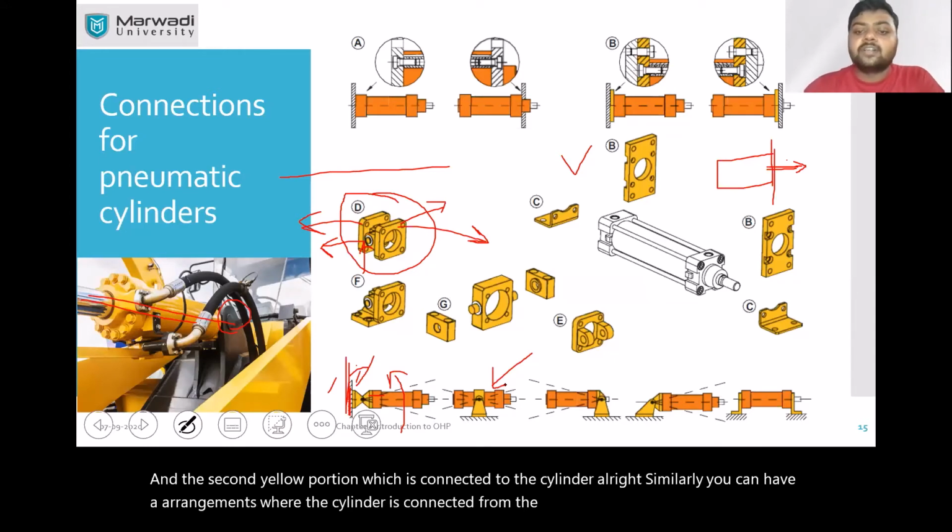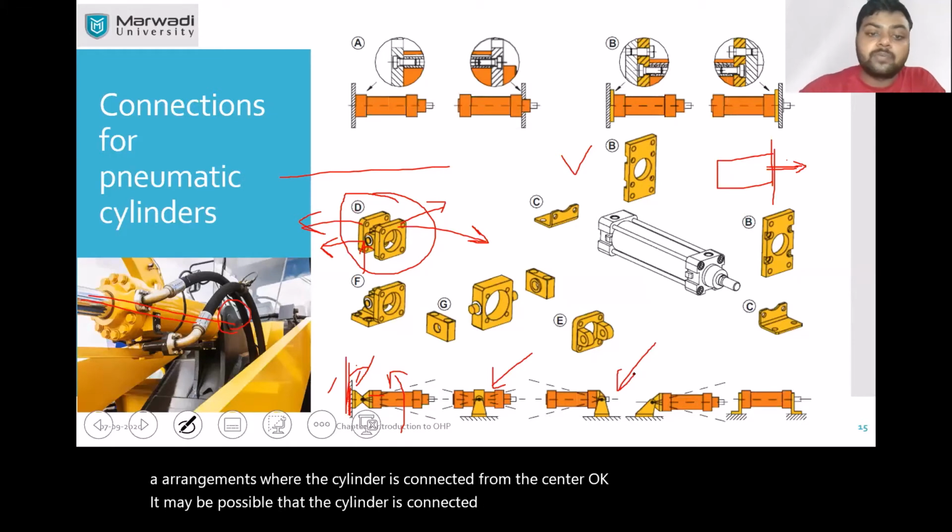It may be possible that the cylinder is connected from the bottom. So from here you can see the cylinder.